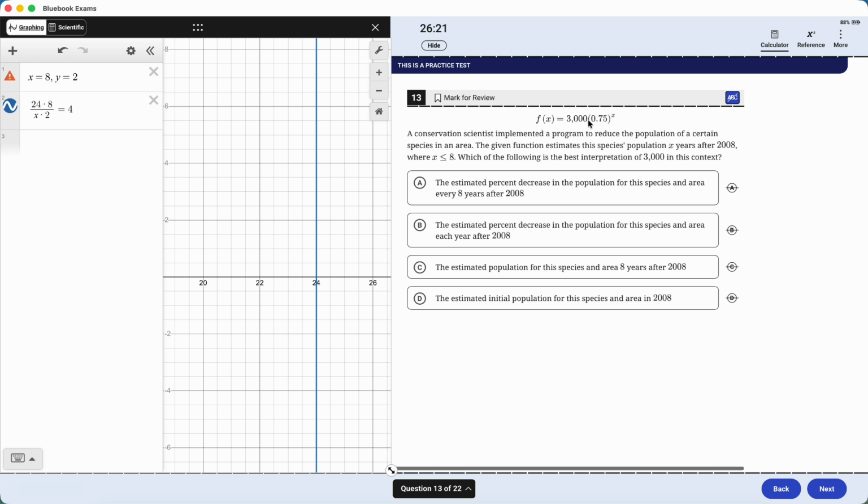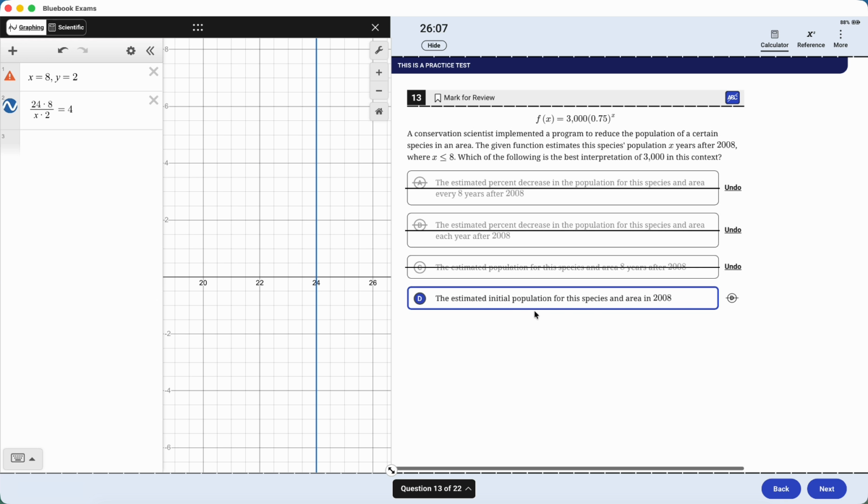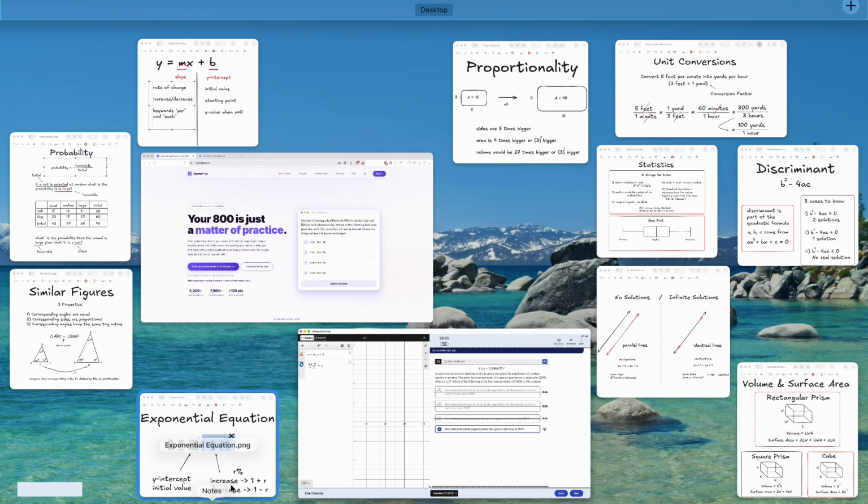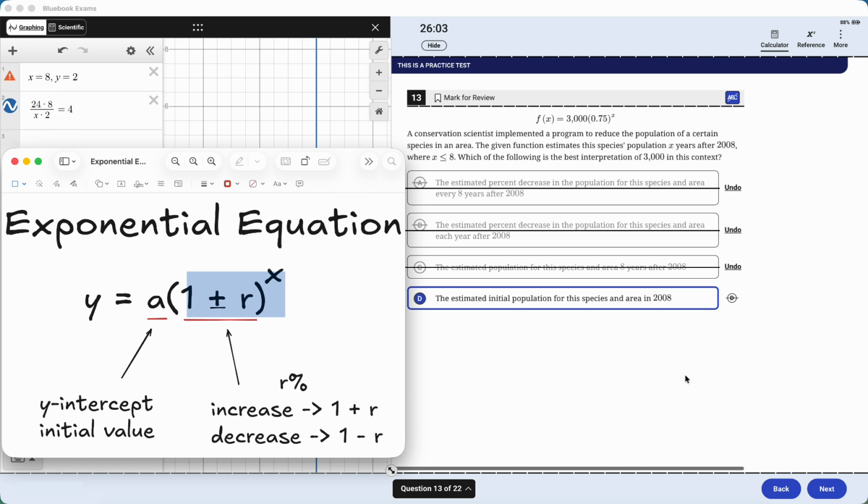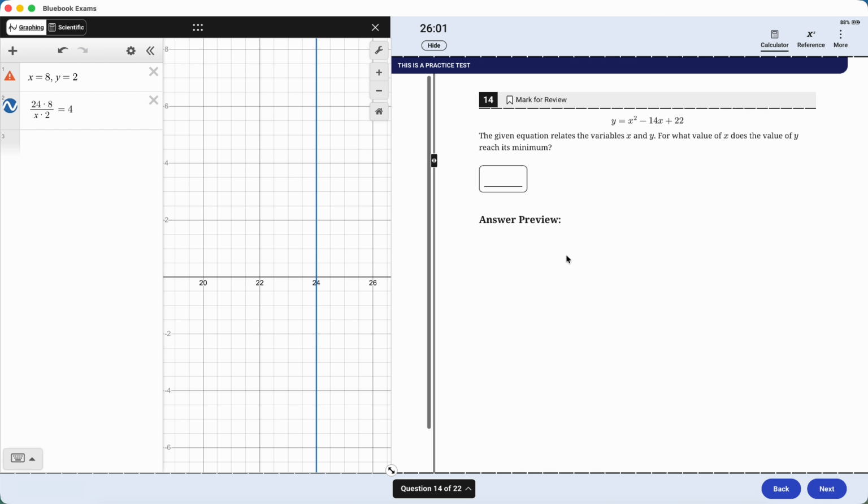That's our y-intercept, right? We think about the y-intercept as the starting point. So it's not about the decrease, right? Not about the decrease, right? That's this number in here, right? The 0.75. And not the population after 8 years, it's the initial population, right? We literally kind of have that written there, right? Initial value, right? So knowing your keywords is important.